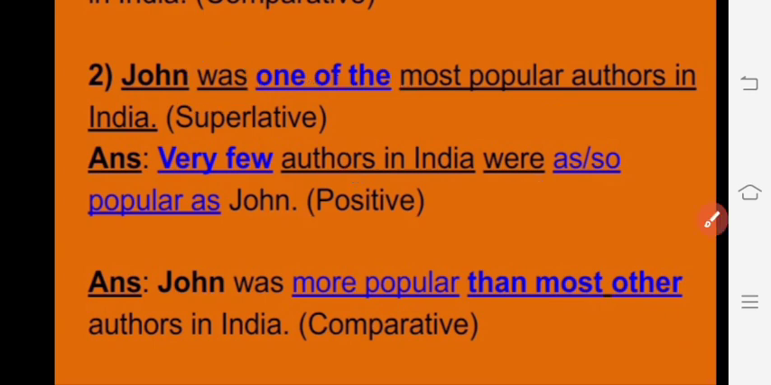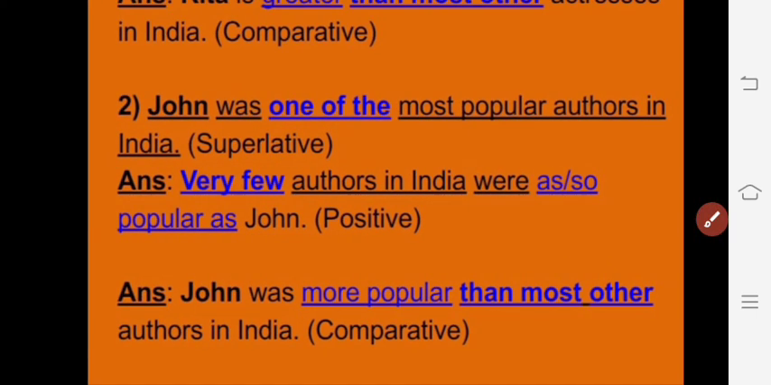And if you want to convert the same sentence into comparative, remove one of the most and apply the er or more formation. So John was more popular than most other. After the er or more formation apply than most other. John was more popular than most other authors in India. So these are the rules. Watch this video 2 to 3 times so you can easily understand how to convert positive degree, superlative degree and comparative degree.